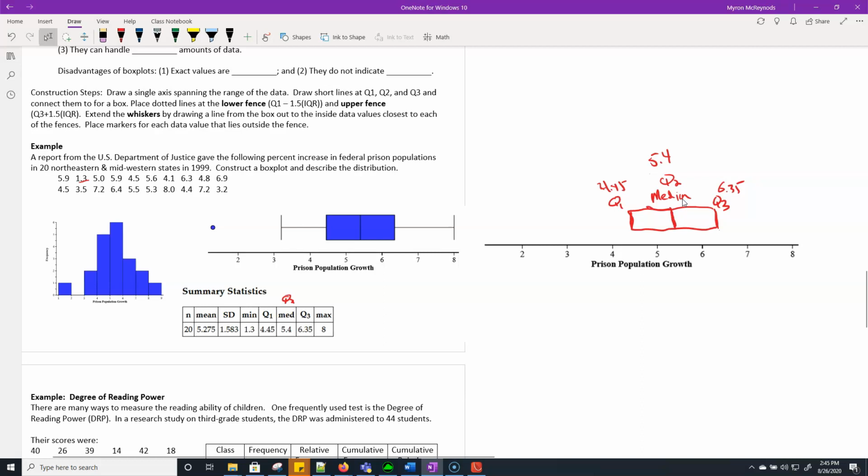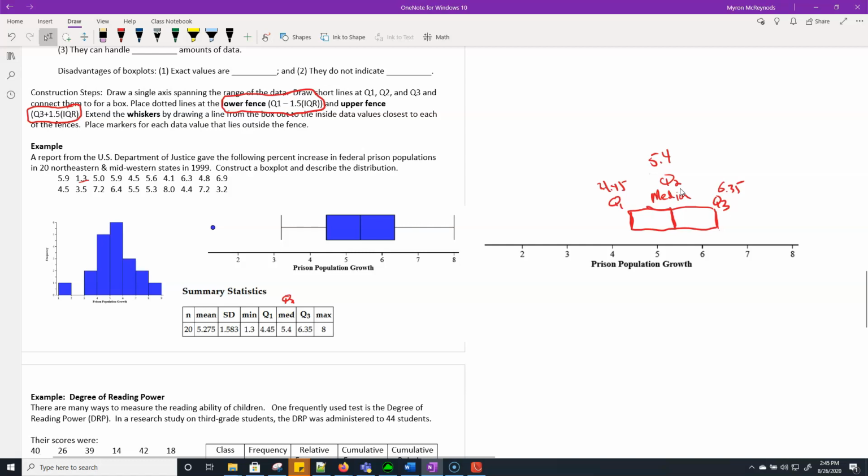And then you need your fences. And anything outside of the fences is considered an outlier. It's how you actually calculate an outlier. You've always thought of an outlier as just data that's way away from all the normal points. There's an actual definition for it and a formula for it. And it's these two fences right here. Lower fence, Q1 minus 1.5 IQR. Upper fence, Q3 plus 1.5 times the IQR.